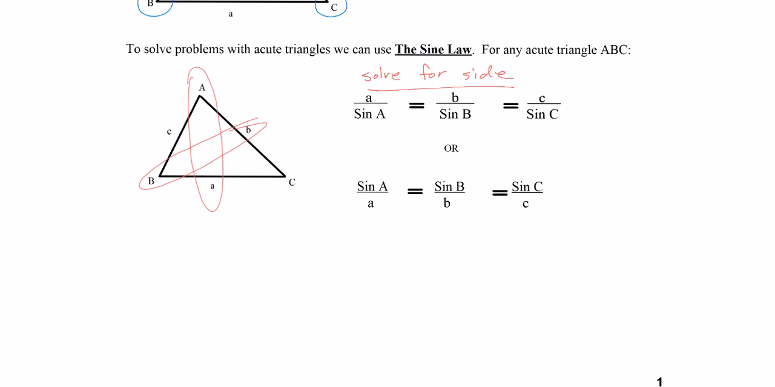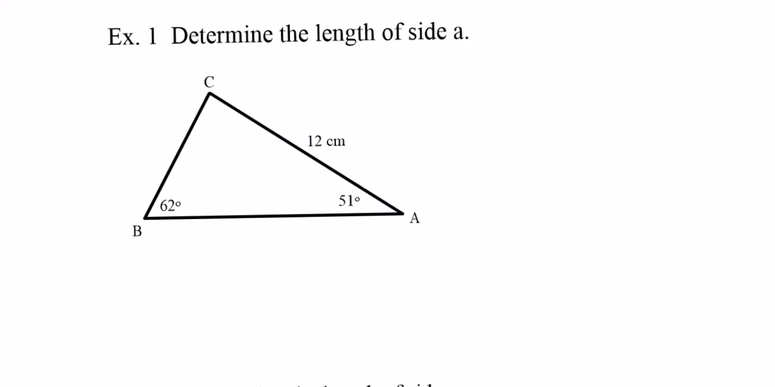Now the other equation we have here is to solve for angles. If we're solving for angles, we always start with sine of A over A, or sine B over B, equals sine C over C. So let's move on to our problems. The first two problems are going to be looking for sides. So let's go and do this.